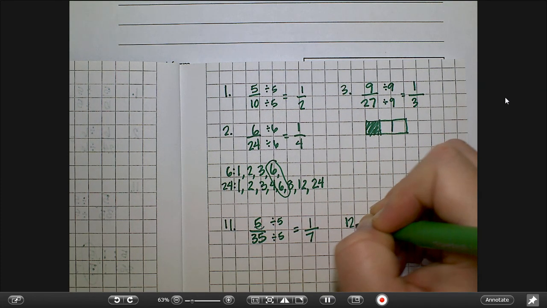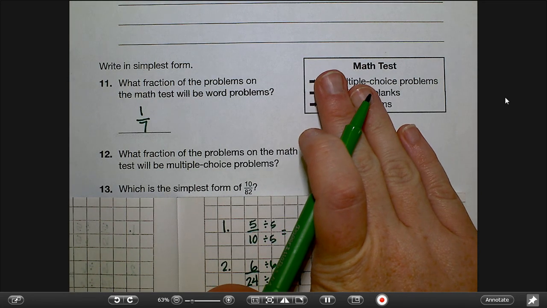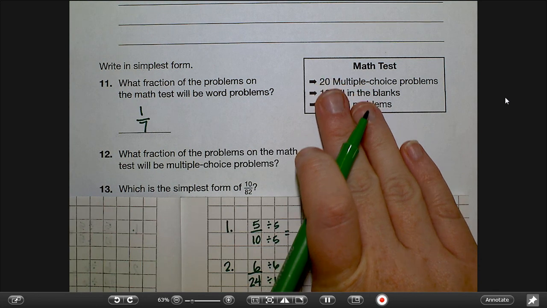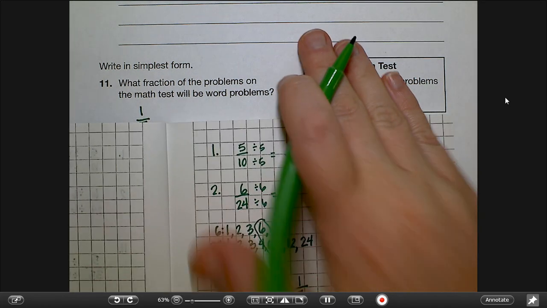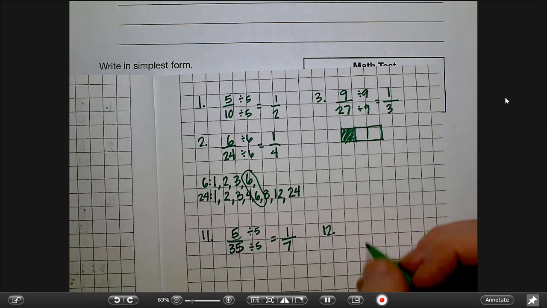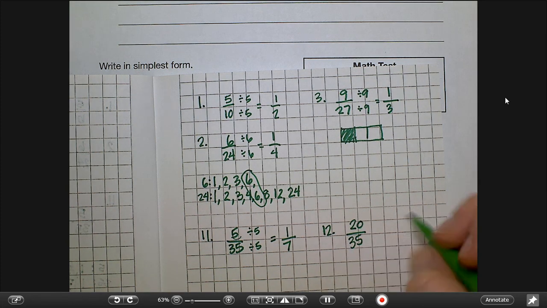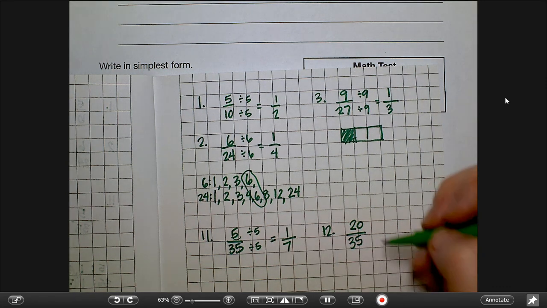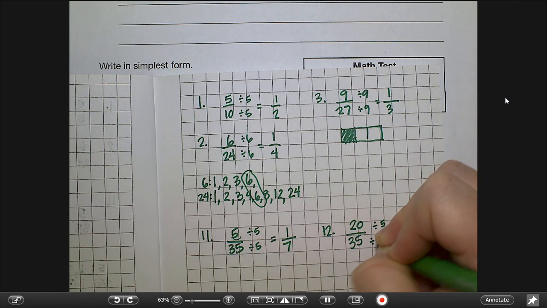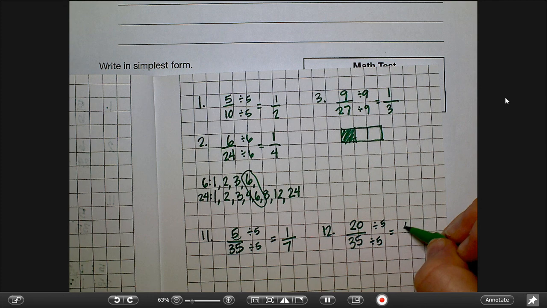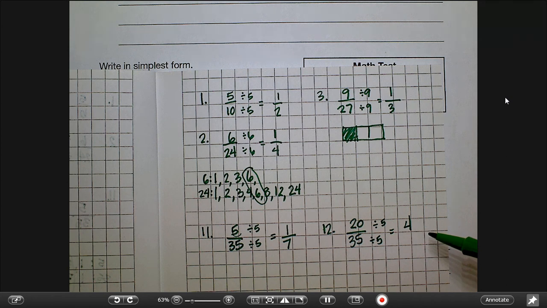Okay, let's try number 12. Number 12 wants to know, don't look, what fraction of the problems on the math test will be multiple choice? So I have 20 multiple choice problems out of the 35. Again, I know that both of these numbers are divisible by 5, so that's what I'm going to go ahead and do. Okay, so 20 divided by 5 is 4. How do I know that? How do I know that 20 divided by 5 is 4?